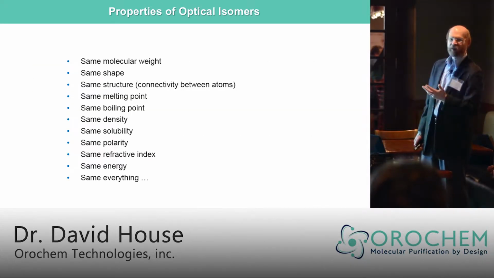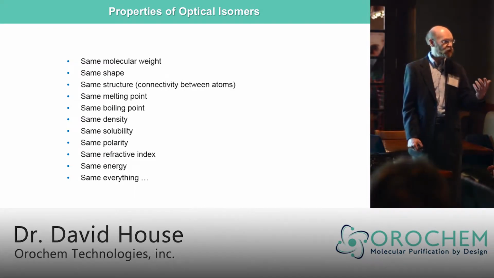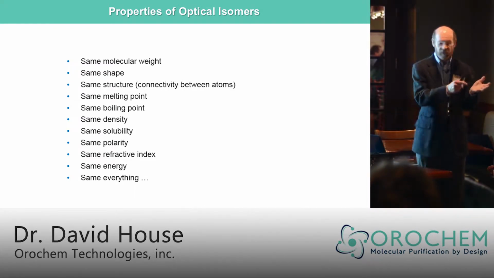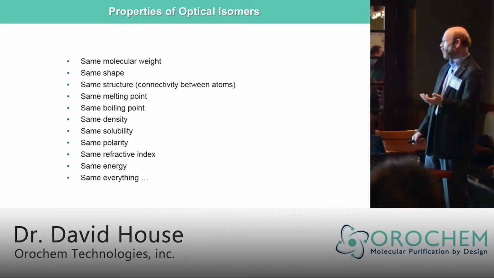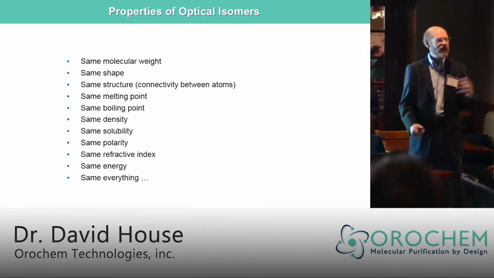Now, the properties of optical isomers. Well, they have the same molecular weight, the same shape, the same structure, connectivity among all the atoms, same melting point, density, solubility, energy, same everything.